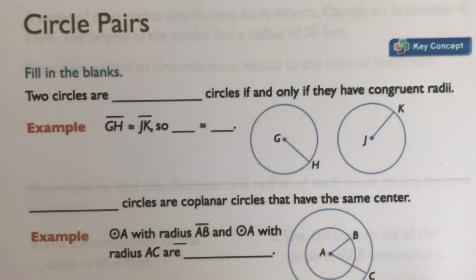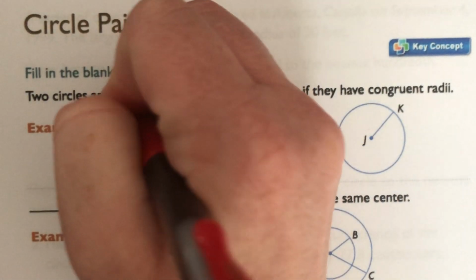This is part 2 of lesson 10-1, all about circles and circumference. Here we have to fill in the blanks. So 2 circles are blank circles if and only if they have congruent radii. So using context clues, what do we think that is? Congruent.